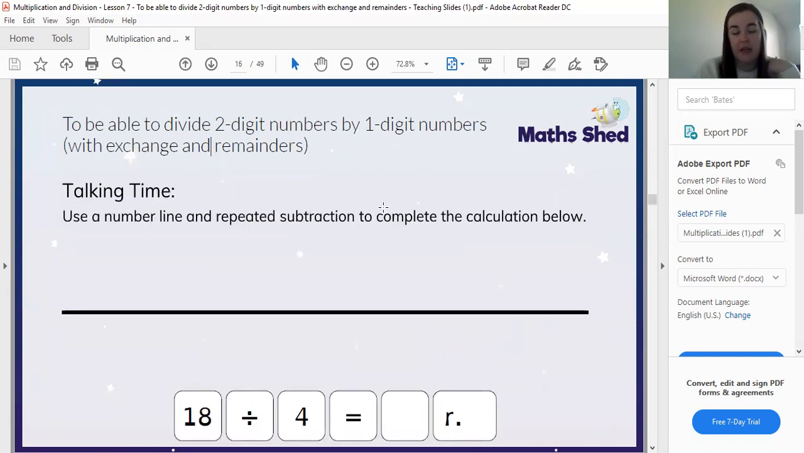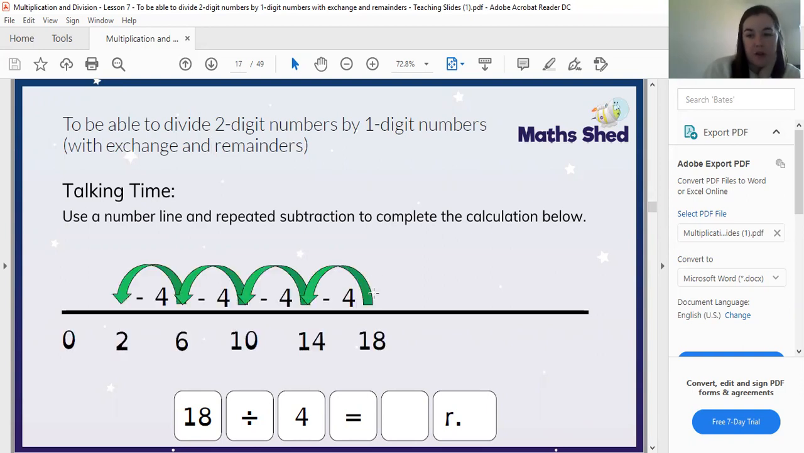We can also use a number line and repeated subtraction to help complete these sorts of problems. Just like when we do multiplication, we can use a number line and repeated addition. We use the opposite for division, so we're going to be using subtraction. So we've got 18 divided by 4. We're going to draw our number line starting at 0, and we've got 18 up here, and we're going to count backwards in 4 because that's what we're dividing by. So 18 take away 4 is 14. 14 take away 4 is 10. 10 take away 4 is 6.